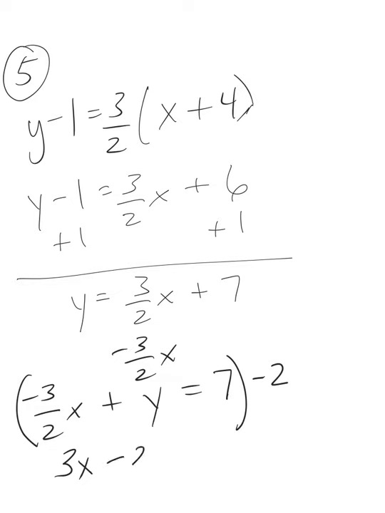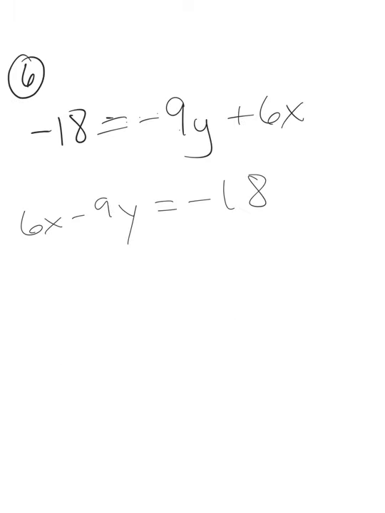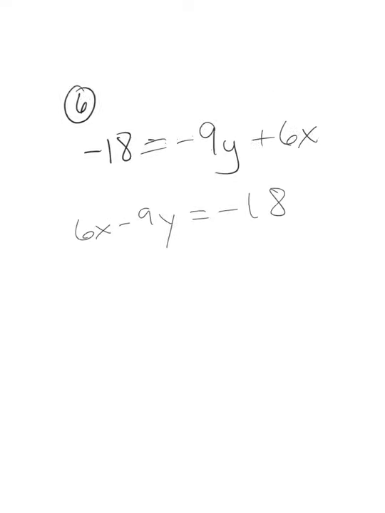And then you should get negative 2y equals negative 14. What number goes into 6, 9, and 18 all? 3. Timmy, what's your question? I got 2x minus 3y equals negative 6.